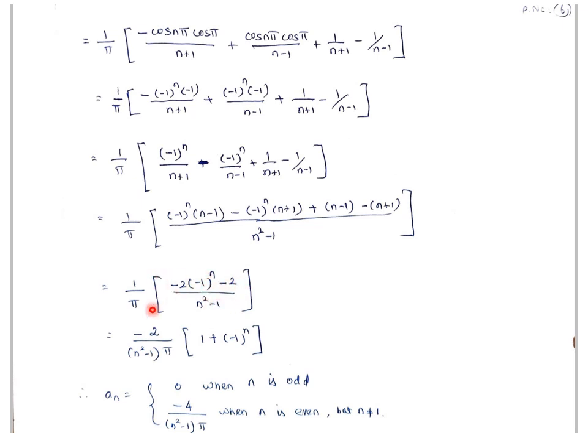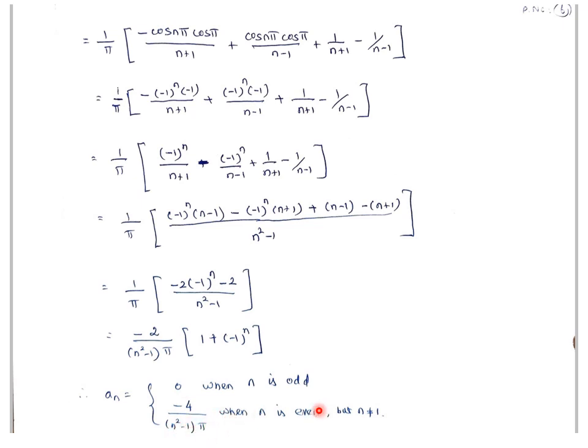If you are taking 2 outside, minus 2 divided by n square minus 1 into pi into 1 plus minus 1 whole to the power of n. If n is an odd number, then it will become as minus 1, then 1 minus 1 will become as 0. Therefore, for the odd numbers, an is equal to 0. When n takes the even number, it will become as 2. 1 plus 1, 2. Therefore, 2 into minus 2, minus 4 divided by n square minus 1 into pi.